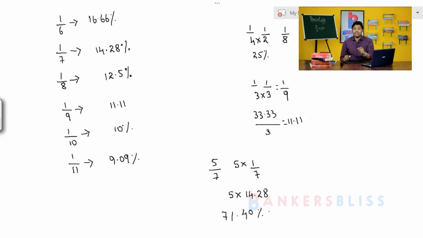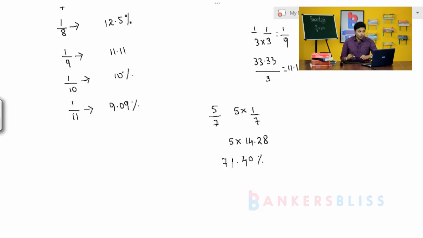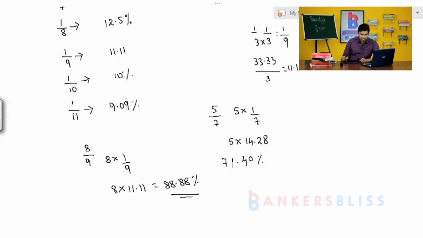So 71.40 percentage. After the decimal point also you get 2 digits. Very simple to calculate. Consider one more number, 8 by 9. You have to solve 8 by 9, which is nothing but 8 into 1 by 9. 1 by 9 means 11.11 percentage. So after simplification you get 88.88 percentage.